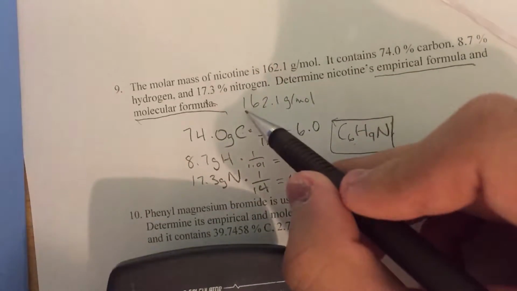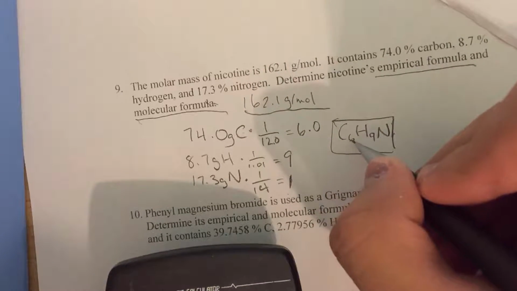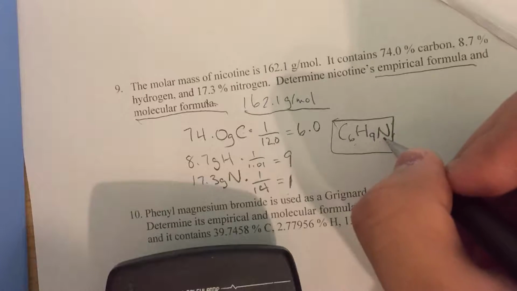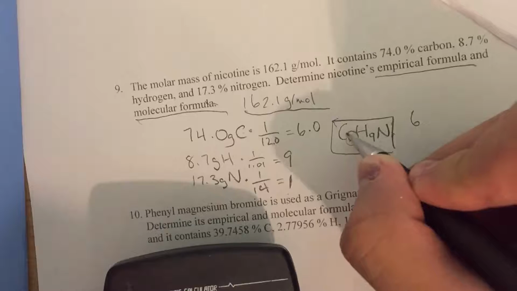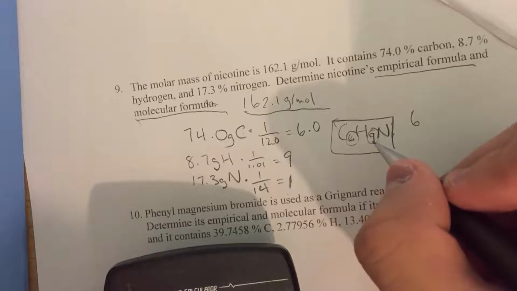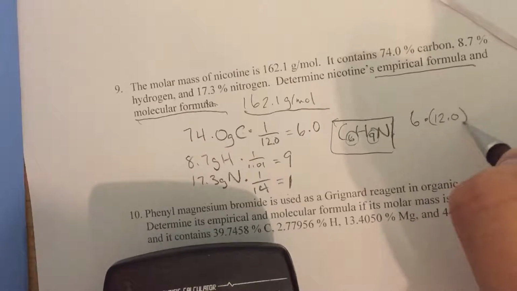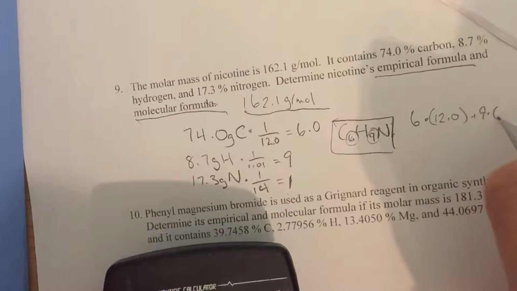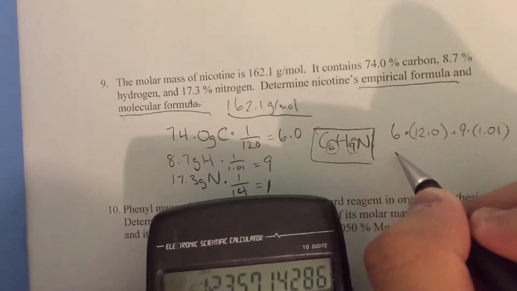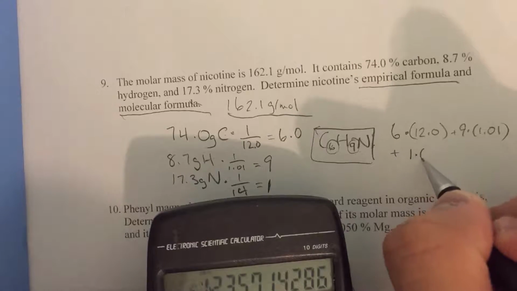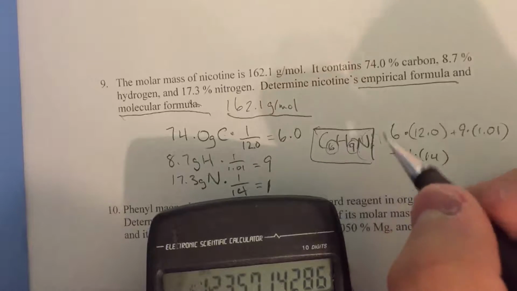So it gives us this grams per mole part. It says 162.1 grams per mole. We want to divide this by the complete mass of the empirical formula. So you want to pay attention to the amount of atoms that are present in your compound. So we would do 6 times 12.0 plus 9 times 1.01 plus 1 times 14, since there's only one atom of nitrogen in this compound.